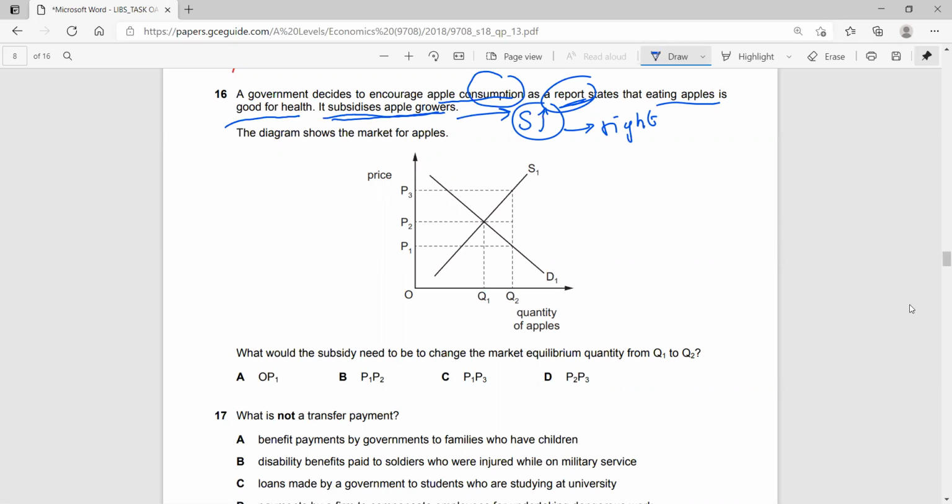So what would the subsidy be needed to change the market equilibrium from Q1 to Q2? This is the original market equilibrium. You want market equilibrium to be here. So you want your new supply curve, so your S1 plus subsidy, to be this.